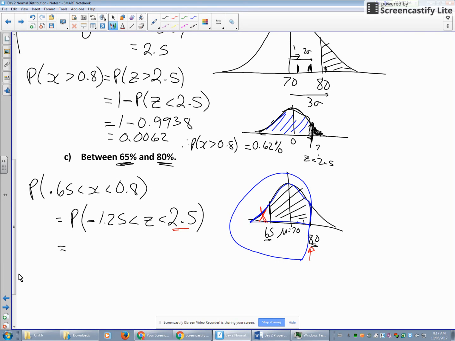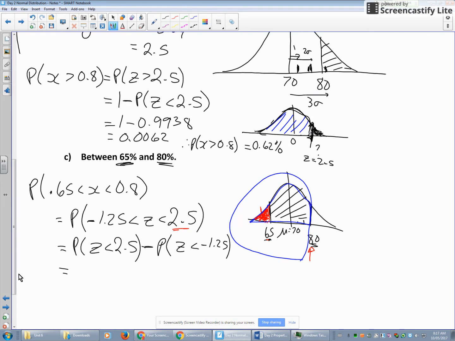Whoops, but it's also calculating this red section. And I don't want to calculate that. So from my answer, I'm going to need to subtract this red part, which is really the z-score for my value of 65. You can take a moment to think about that, but that's showing that this is really the probability that my z-score is less than 2.5, subtract the probability of the red section that my z-score is less than minus 1.25.